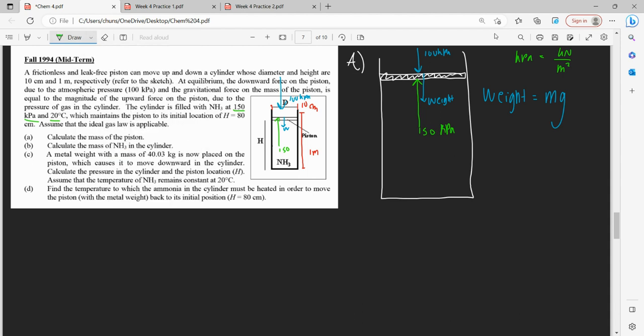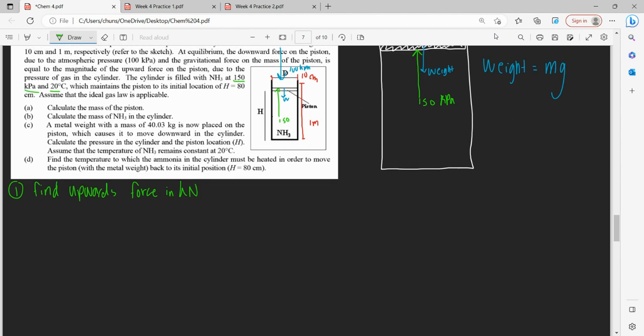So first things first, let's use our upward force and let's find upwards force in kilonewtons. So this means we're going to take our pressure and multiply it by the area of the piston, right? Because that's the area that our force is acting upon.